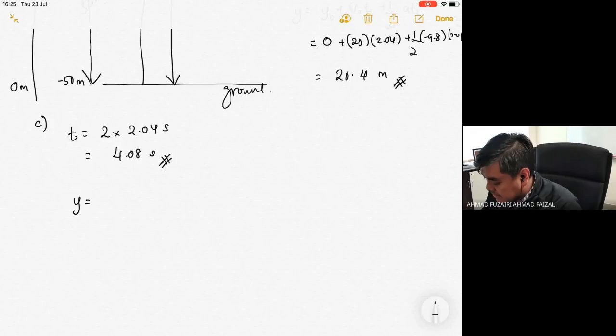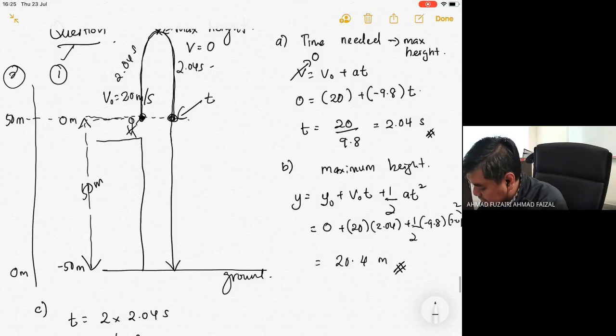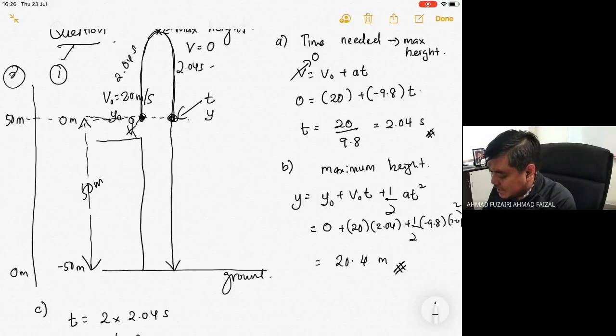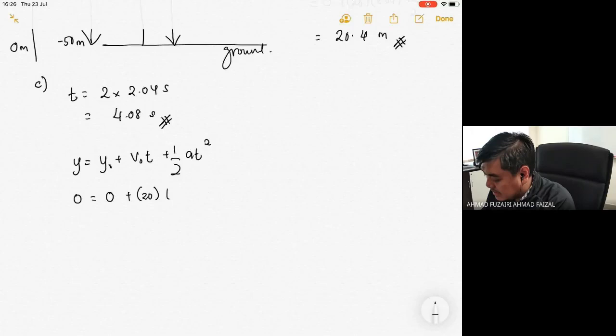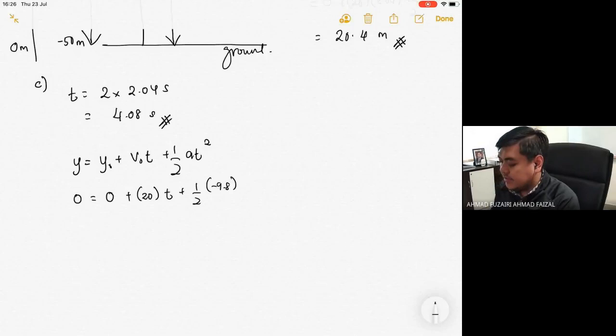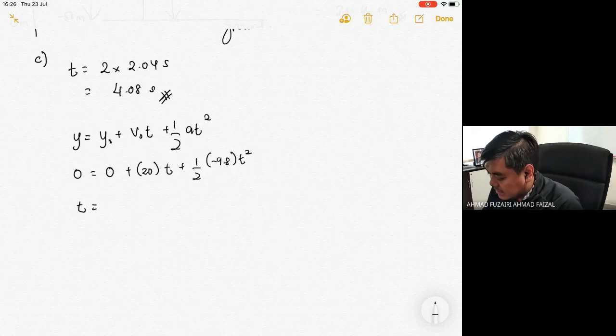So we can use y equals y naught plus v naught t plus half a t squared. So what is y? y is zero, because the ball leaves from there. So this one is y naught and this one is y. So y is zero, y naught is zero, v naught is 20, times t, plus half negative 9.8 t squared. So at this point, you will find that t is equivalent to 4.08 seconds.